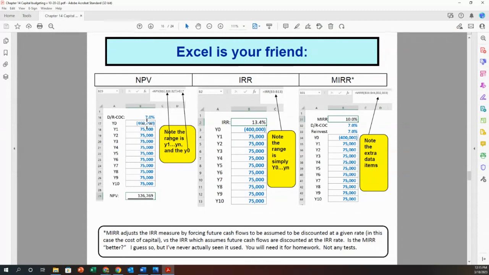Okay? We don't fight the problem. We don't say minus B17 and enter the Y0 as a positive number. We enter the year zero as a negative number. It's an outflow. Why do we do this that way? Instead of minus B17, the user would be confused if you had a positive Y0 and positive Y1s through Y10. Okay? You can make it work formulaically.